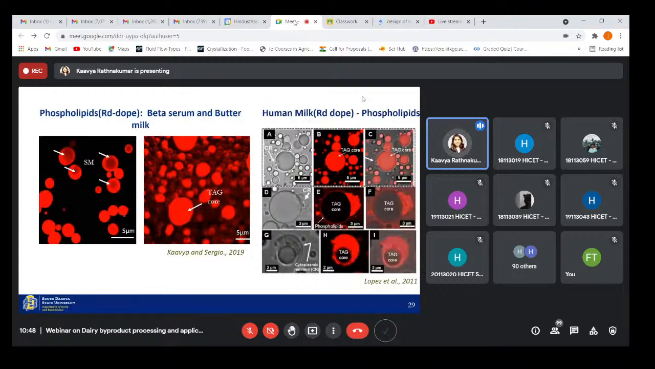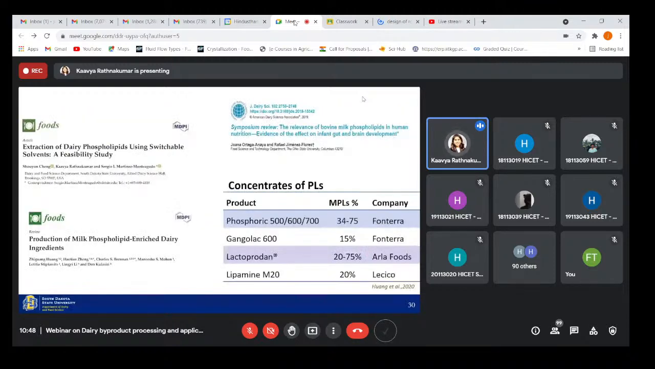So these are a few studies on milk phospholipids, which have been reviewed very extensively in recent times. If you are looking for these phospholipids, you can always go through these papers. As I said, Fonterra and Ala Foods are existing companies that are producing phospholipid concentrate, with around 20 to 75% phospholipids.